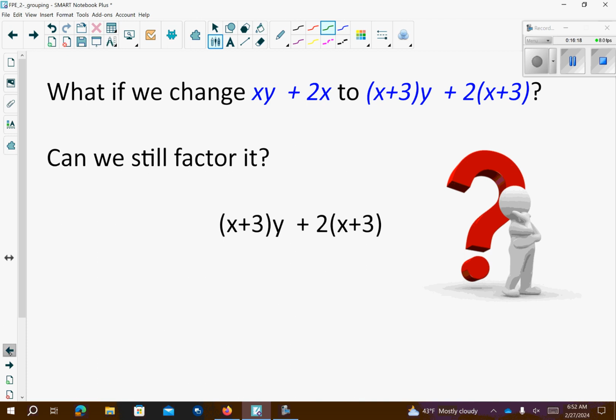Okay, we've seen this type of problem yesterday. So notice, I have x plus 3, that's the same. So that's going to come out front. What do I have left? I just have a y plus 2, so put that in the other parentheses. The problem's done.